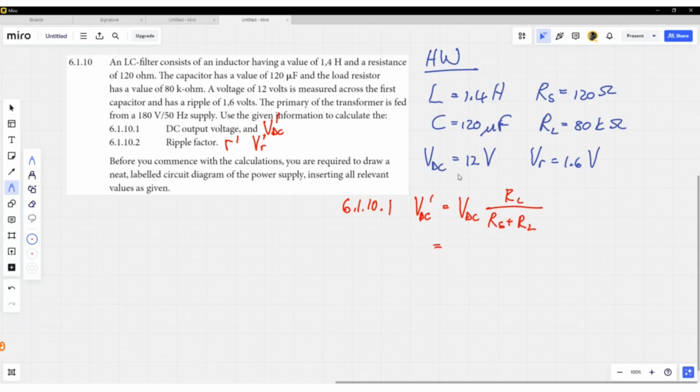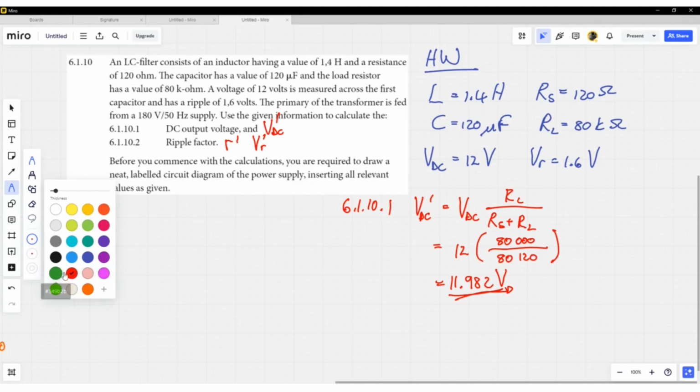Right. So VDC, that's 12 volts. RL, that's 80,000. That's saying RS plus RL is then going to be 80,120. Multiply that by 12, that's going to give you 11.982 volts. Right, so that's VDC prime, or your output average voltage.